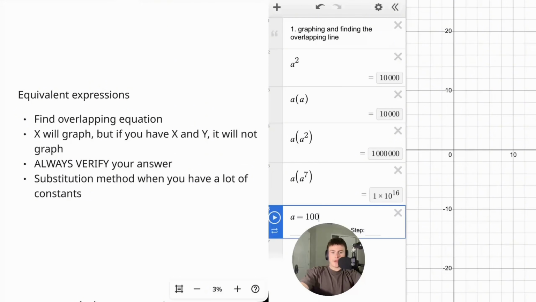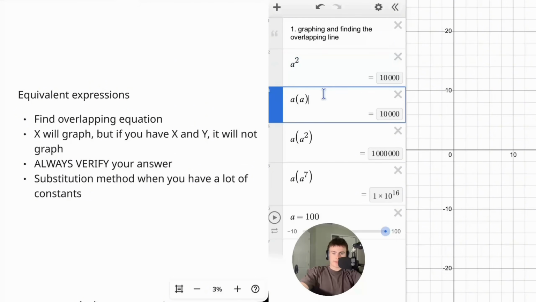So let's say a is 100, and then this is 10,000, and this is 10,000, so they're equal. This one is a different number, so that's wrong, and this one is way too big. So all you're doing is adding a slider and plugging in some random number. Do not pick 1 or 0, by the way. Pick 100 or something, and see which option is the same number, because if it's the same number no matter what value of a you set, then it has to be equivalent. That's just how it works, right? So this is substitution. This is very good.